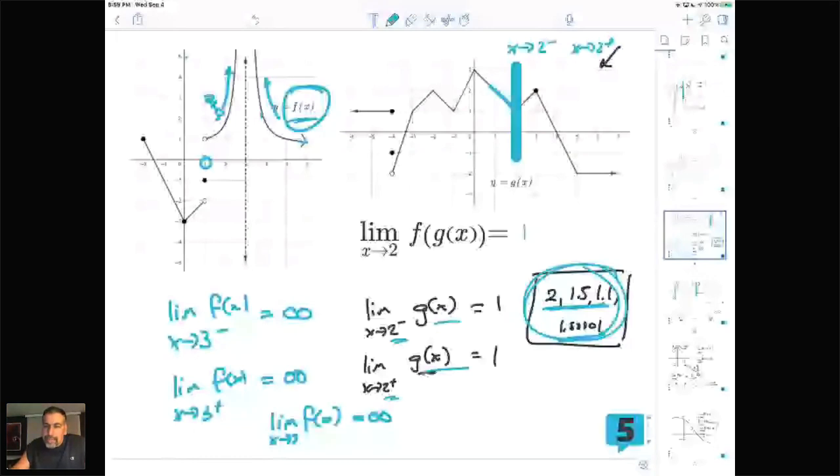Last comment, same thing with the dot and point limit. It's about getting close, not exactly it.